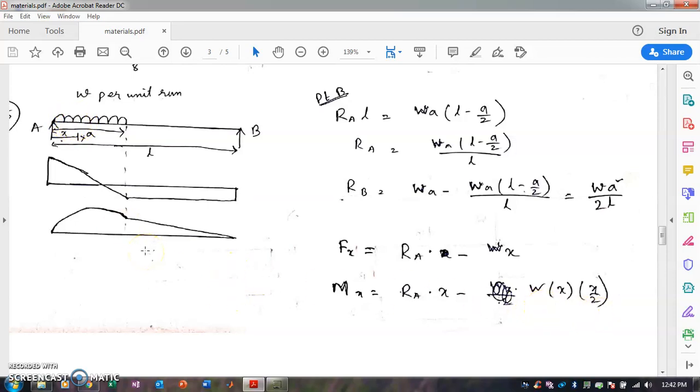Okay, and the diagram will look like this. For the shear force diagram, the sign will change up to the point where the load is acting. Here we got the force Ra, that is W a into L minus A by 2 by L, and Rb is this. So it will change its sign up to which the force is acting, then it will be constant.